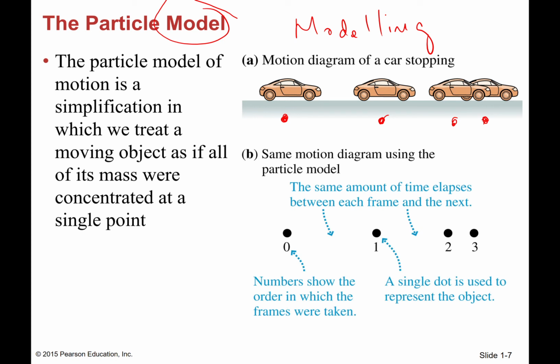A particle model is a simplification, and what we do is basically get rid of everything that is not important for the particular problem that we are studying. Here we only care about the position of the whole car, so thinking of the car as one dot, as one point, is a pretty good approximation.